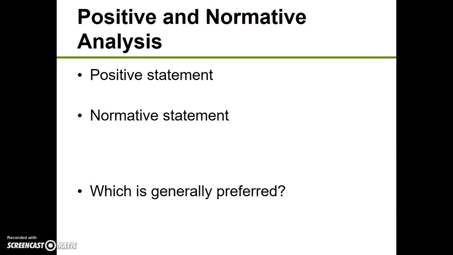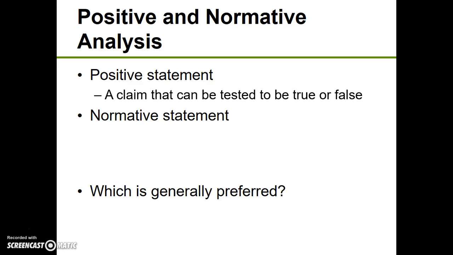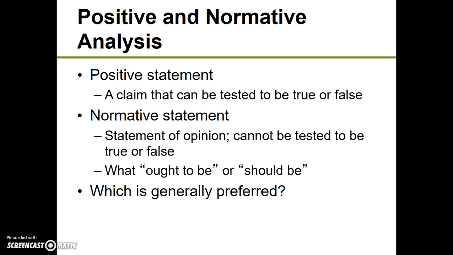Those questions will usually take one of two forms: a positive statement or a normative statement. A positive statement is a claim that we can, in fact, test to see if it's true or false. A normative statement is a statement that's more opinionated. Can't really be tested true or false. It's about what ought to be or should be. And these are the questions that we get into when we get more on the policy side of things, and we want to know, should we enact such and such policy or not? Generally, in order to be able to test claims, we prefer that they're positive so that we can, in fact, design some experiment to test what's going on.